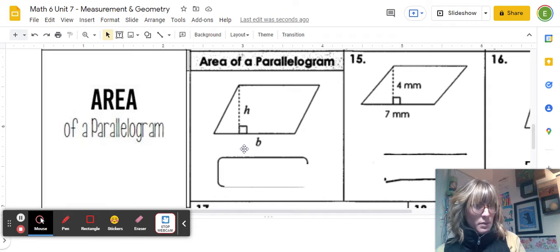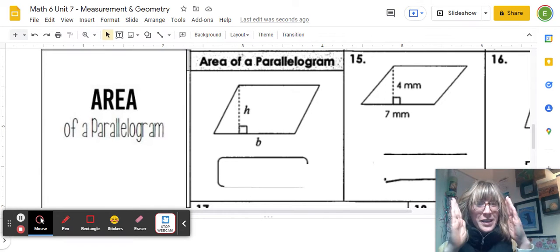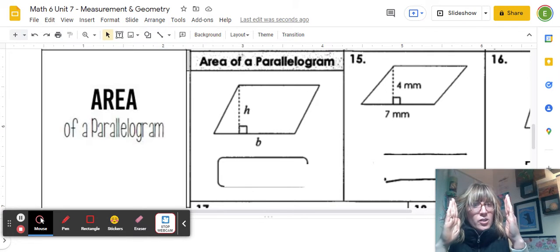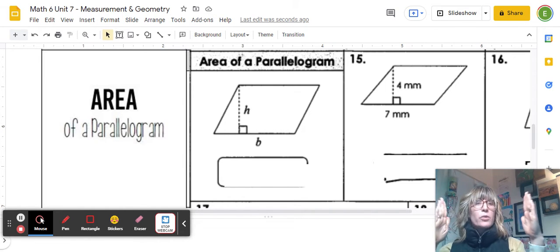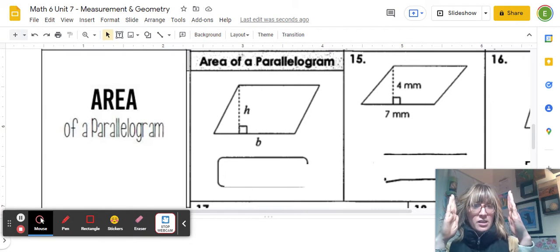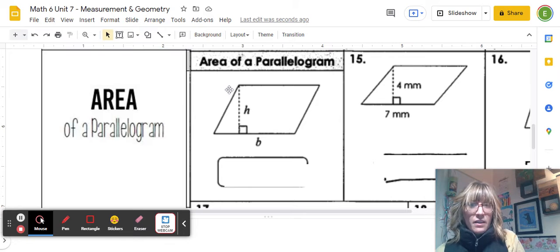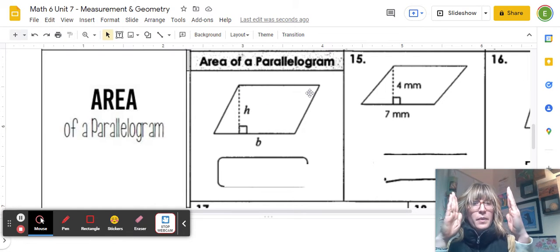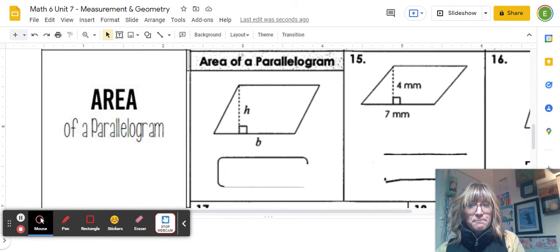A parallelogram is just a rectangle that's gone through a windstorm, right? It's tipped over. Just like in a rectangle, the top and bottom and the sides are the same length as their opposing side. However, the angles are not 90 degrees, so not all of the angles are the same. These are the same and these are the same, but they're not all four congruent.